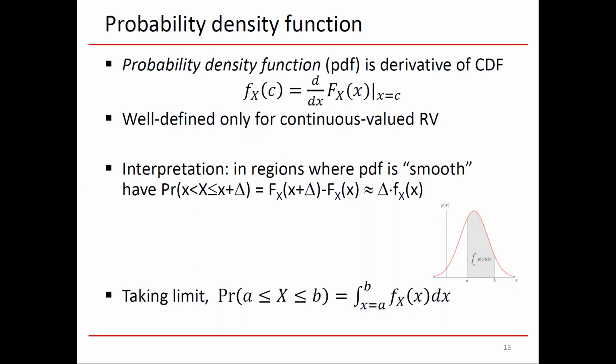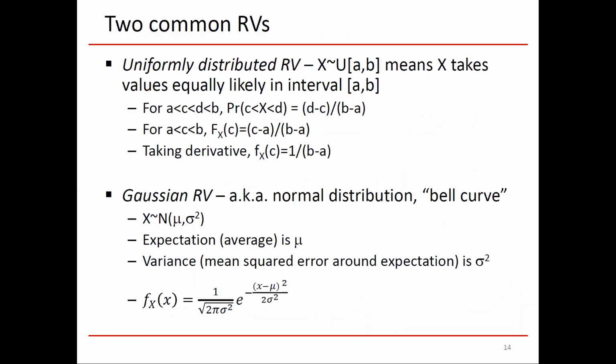All right, so taking the limit, the probability that x is between A and B is, once again, an integral from A to B of the PDF multiplied by dx. So here are two common random variables, and as I said, we are somewhat more interested in continuous valued random variables where the PDF has this nice smooth form.